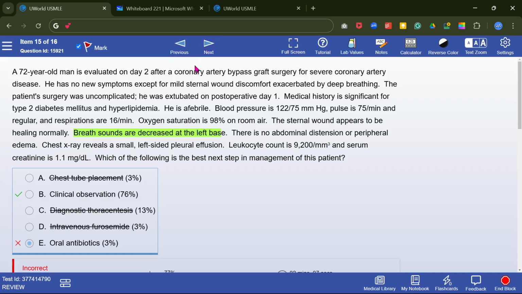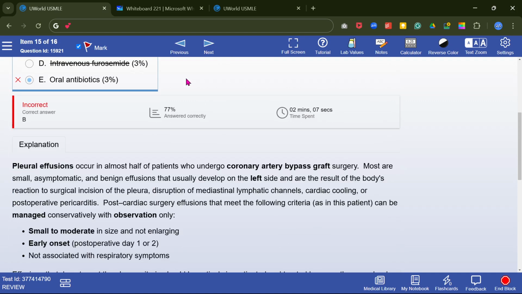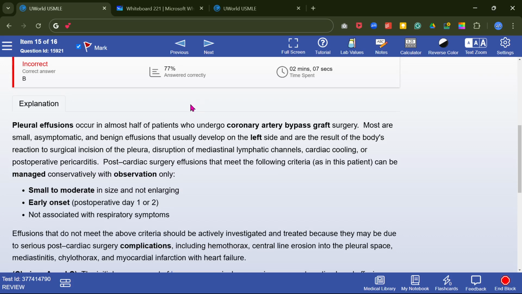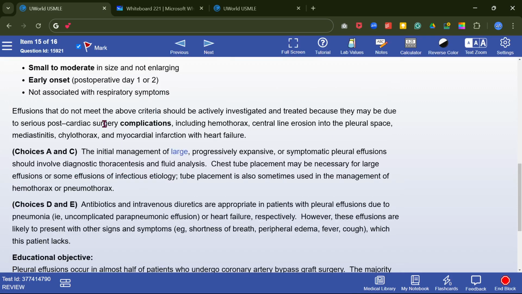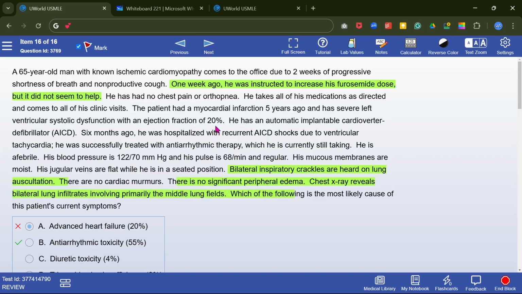Okay, next. This patient should be on clinical observation. After CABG, pleural effusion is common. It is small to moderate in size, early onset, and not associated with respiratory problems, so just observe. If the effusion does not meet these criteria, it should be actively investigated and treated for complications like hemothorax, central line erosion, mediastinitis, and chylothorax.